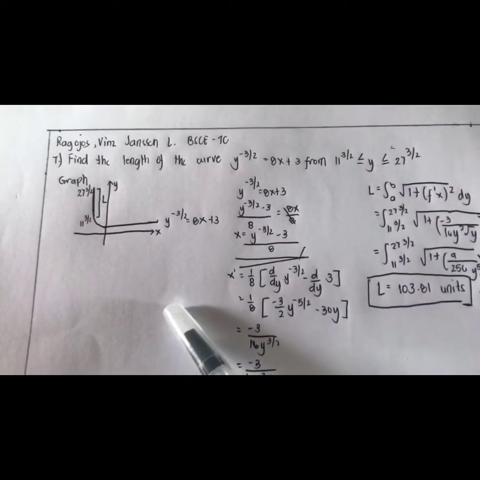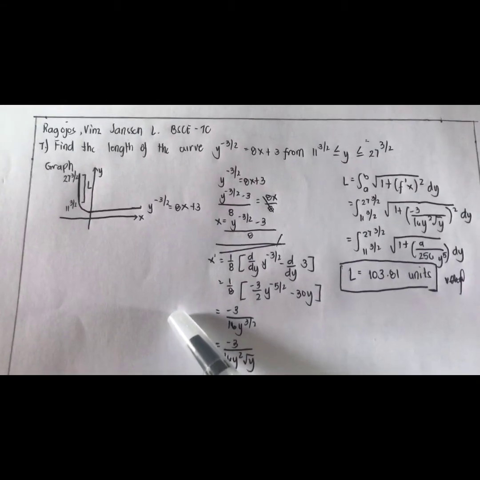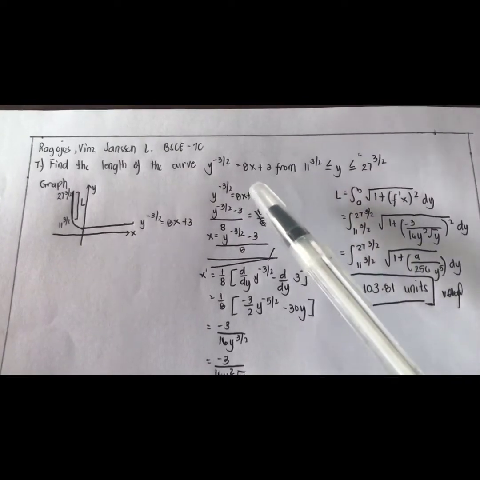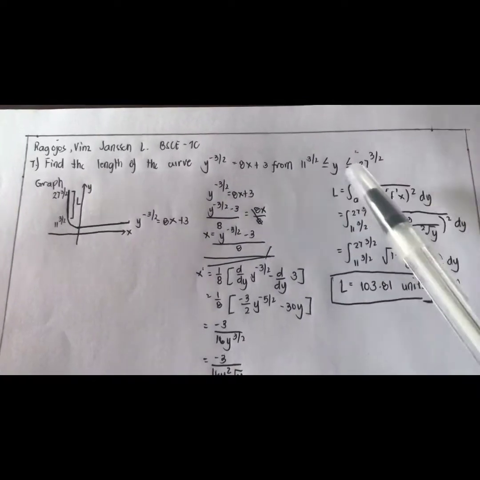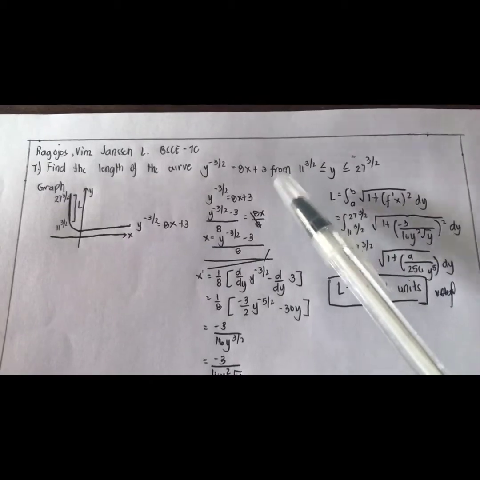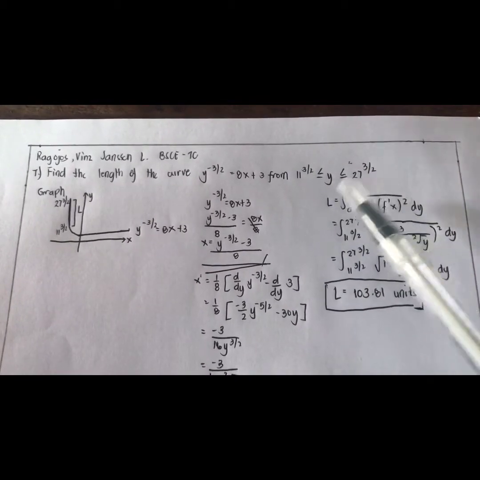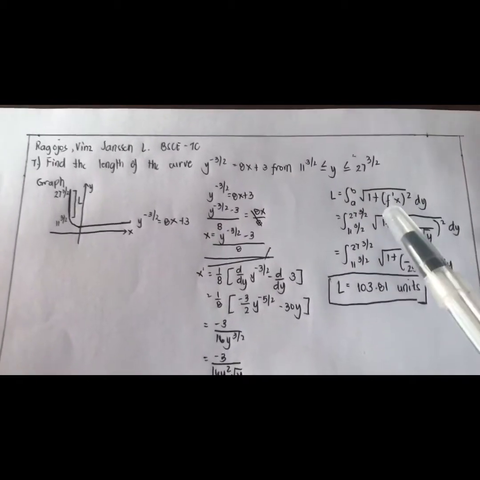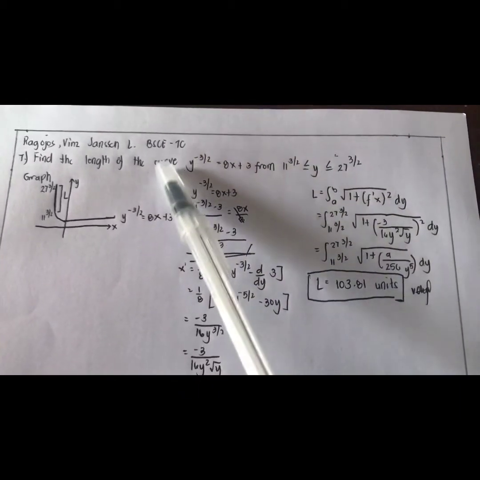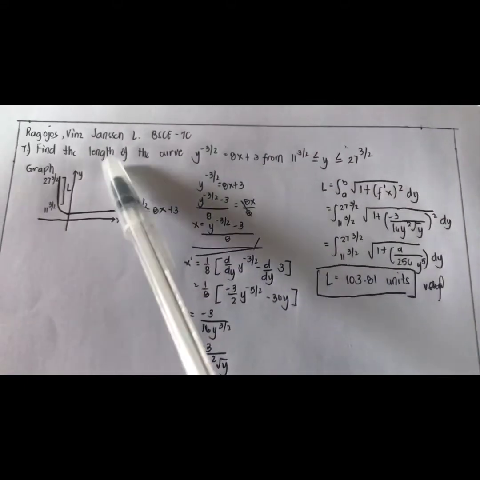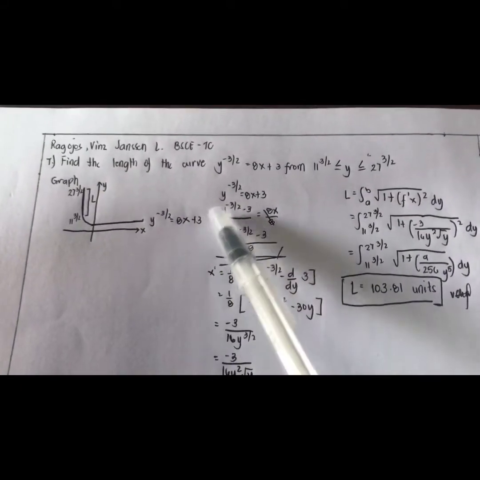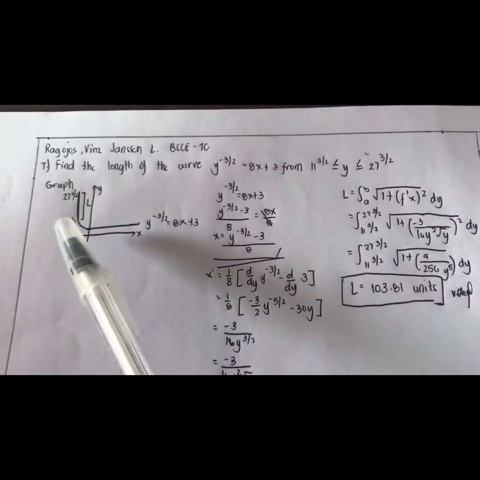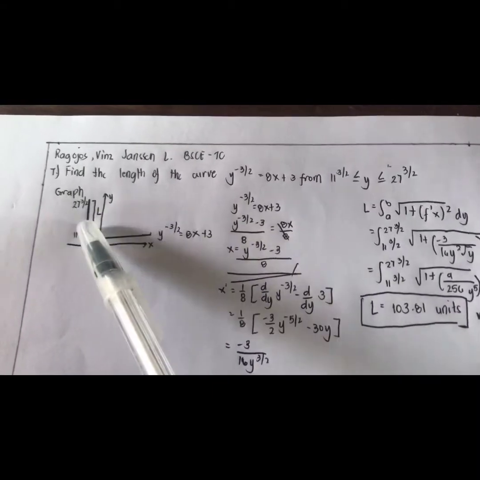Problem number 7. Find the length of the curve y raised to negative 3 over 2 is equal to 8x plus 3, from y greater than or equal to 11 raised to 3 over 2, but less than or equal to 27 raised to 3 over 2. First, we're going to graph this one, and the graph would look like this. And we have the limits from 11 raised to 3 over 2 to 27 raised to 3 over 2.